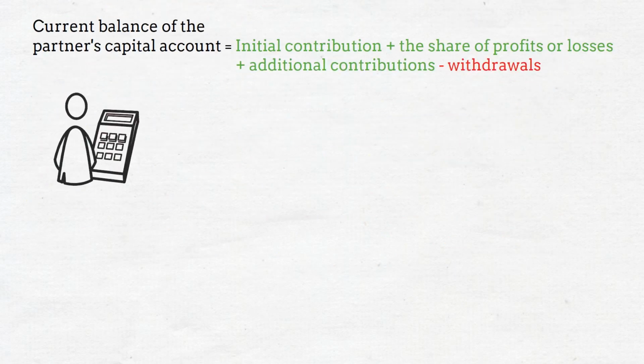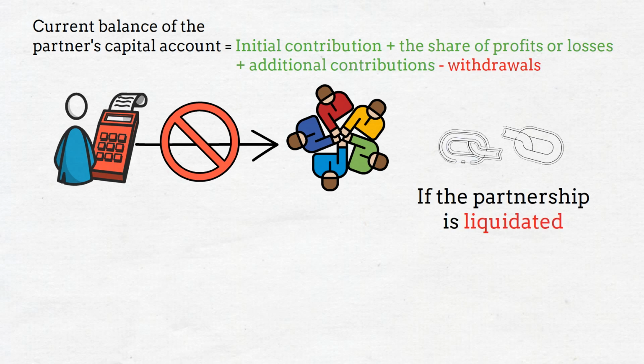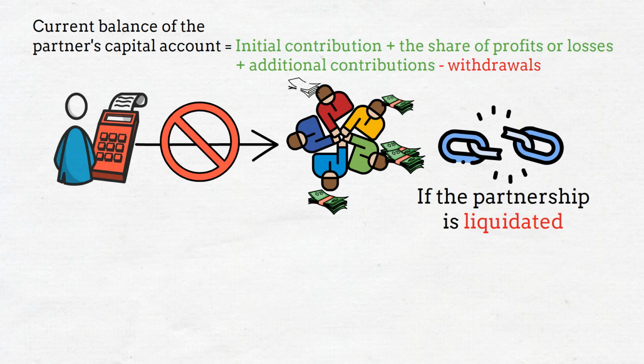It is important to note that the balance of a partner's capital account does not represent the actual value of their ownership in the partnership. Instead, it is a running total of the partner's contributions and share of profits and losses over time. If the partnership is liquidated, the partners will receive a distribution of their assets based on the partnership agreement, which may or may not be proportional to their capital account balances.